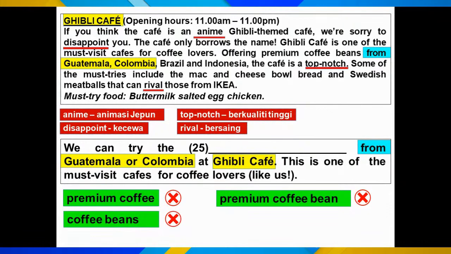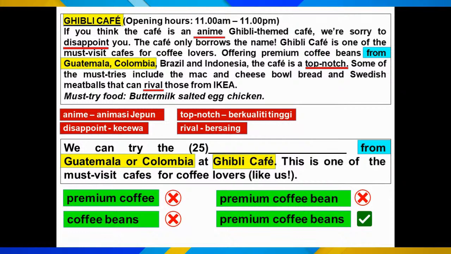Okay. So, what will be the answer? Premium coffee beans. Yes, you are right. Okay, so make sure when you answer this, check the spelling again and again. These are the common mistakes made by students. So we do not want to lose our marks, right? Jangan buang markah macam ni saja. So check the spelling again. Alright? Okay, so the answer is premium coffee beans.